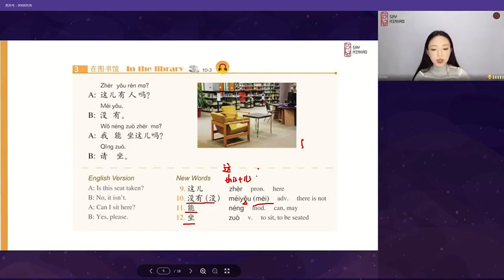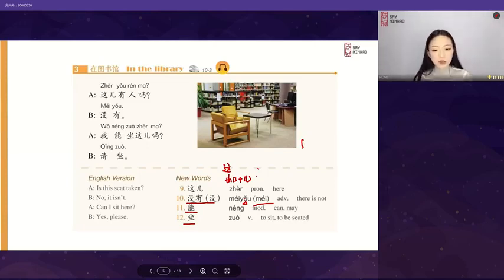And last one is 坐, read after me, please. 坐, we've seen it in the warm-up part, it means to sit or to be seated. So when I say 请坐, we've learned 请, which means please. So 请坐 means please sit. Okay, so I want to say please sit here. Then it is 请坐这儿, please sit here, 请坐这儿.